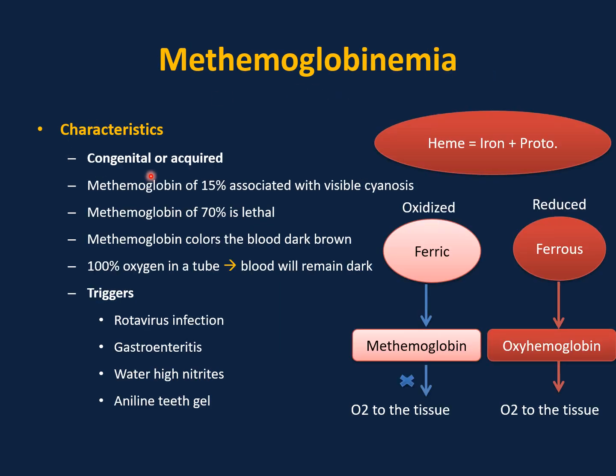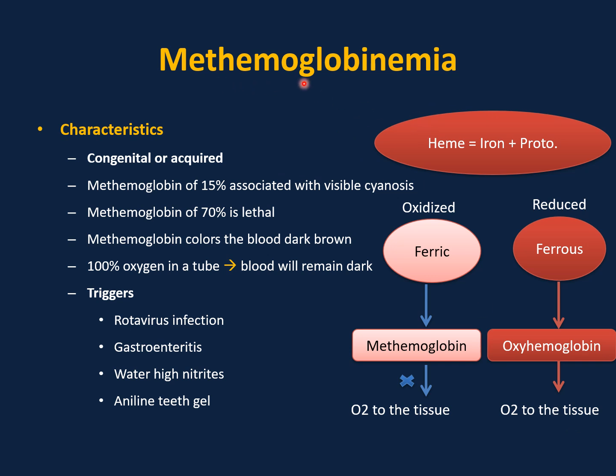Methemoglobinemia. This can be congenital or acquired. Acquired is more common than congenital. The idea of methemoglobinemia is that the heme has iron and protoporphyrin. The iron is normally in the reduced ferrous state, able to carry oxygen and make oxyhemoglobin, which carries oxygen and easily releases it to the tissue.